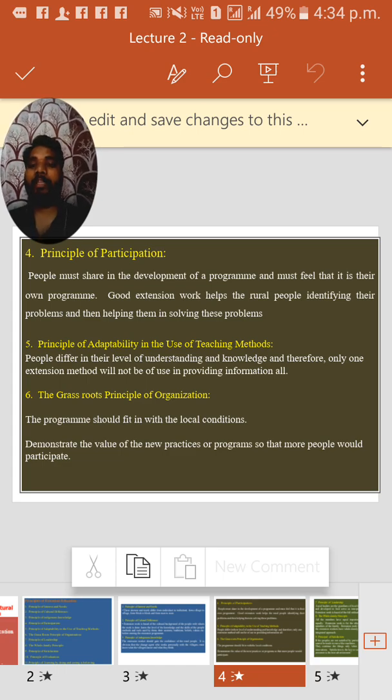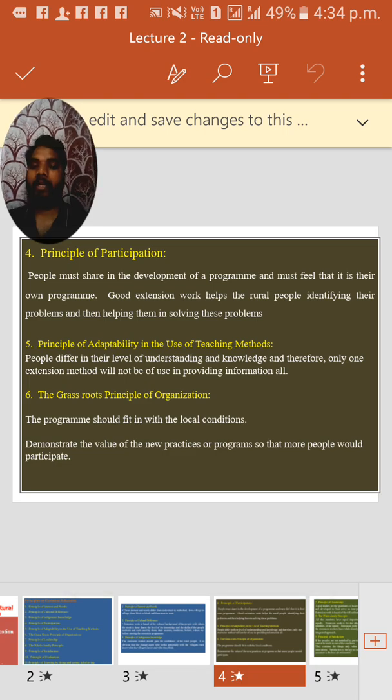Principle of adaptability in the use of teaching methods. People differ in their level of understanding and knowledge, and therefore only one extension method should not be used in providing information. Whatever we release, demonstrate, or disseminate needs to be adapted. It should suit favorable conditions so that farmers will adopt the latest innovations and information regarding agricultural activity.